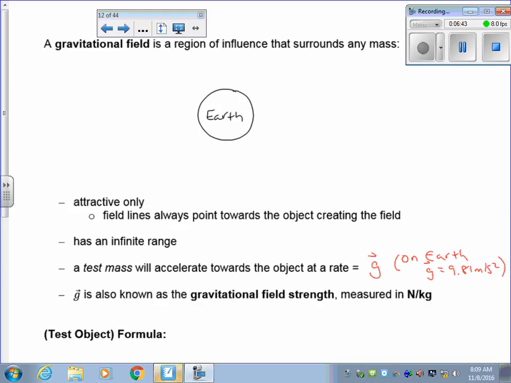Okay, so field lines always point towards the object. But let's say we have a little test mass, a little guy in different spots around. You don't have to draw on the test mass. This is just to illustrate it. So let's say our test mass is a little astronaut at various spots. The direction of the field is the direction that astronaut will go if he's just allowed to. Right? And he'll accelerate towards the Earth at a rate that approaches 9.81 meters per second squared. It gets to 9.81 meters per second squared once he's on the surface of the Earth.